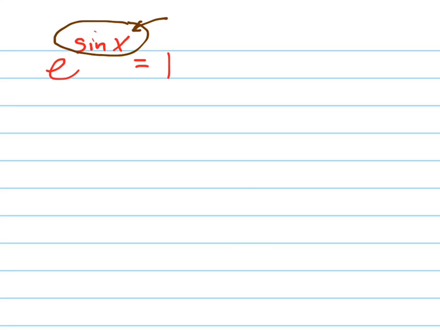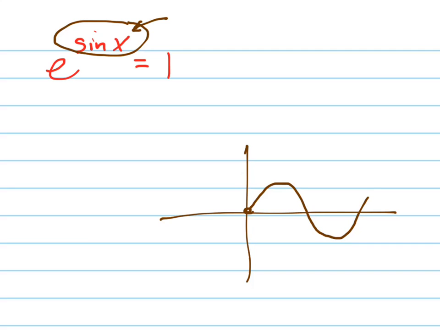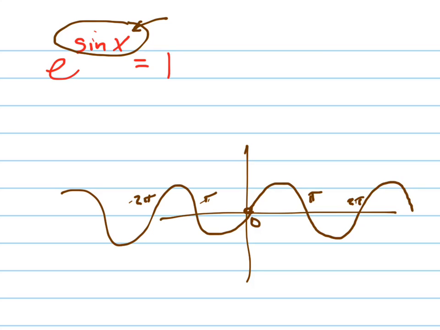What does sine look like? If you remember the sine function, it goes like this, and it keeps going forever, right? And so here's 0, here's pi, here's 2 pi, etc. Here's negative pi, here's negative 2 pi, etc. It goes on and on. It's a periodic function. So if I'm trying to solve this equation, chances are I'm going to get an infinite number of solutions, and I need to write that correctly.